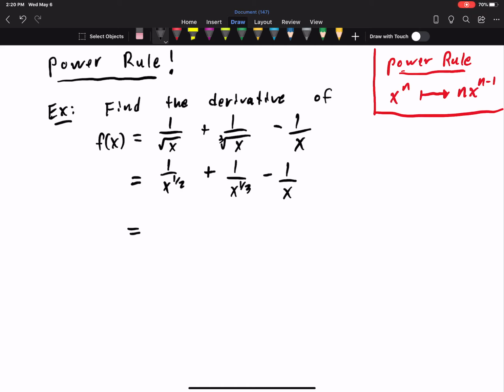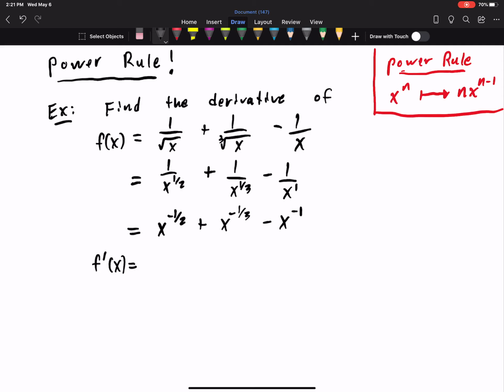So let's look at this third term here. That's technically x to the first. Going to town with that idea, we're going to have x to the minus 1/2 plus x to the minus 1/3 minus x to the minus 1. Now we have this in a form where we can take the derivative. So this gives us f prime.